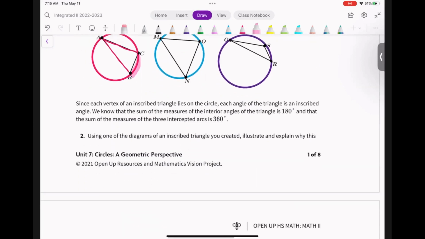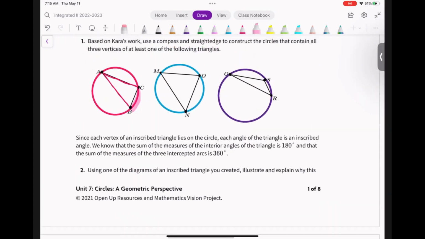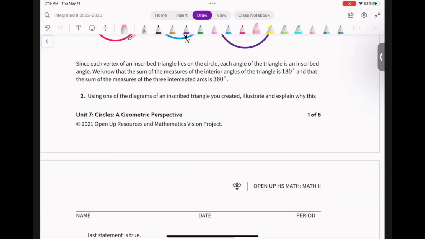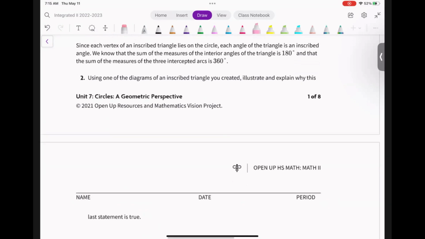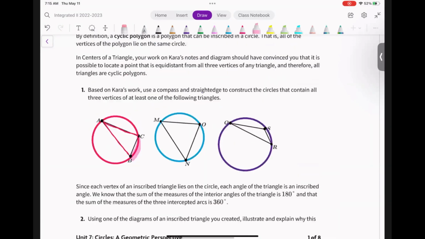Okay, since each vertex of an inscribed triangle lies on a circle, each angle of the triangle is an inscribed angle. We know that the sum of the measures of the interior angles is 180, and that the sum of the measures of the three intercepted arcs altogether is 360, because that's what a circle is. Using one of the inscribed triangles you created, illustrate why you know this is true. Okay, so how do you know that this is true?